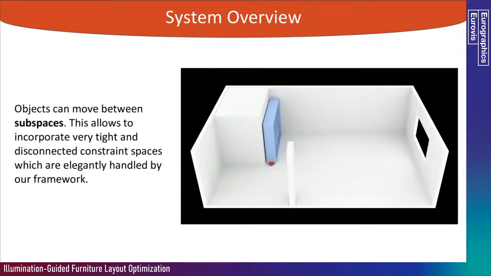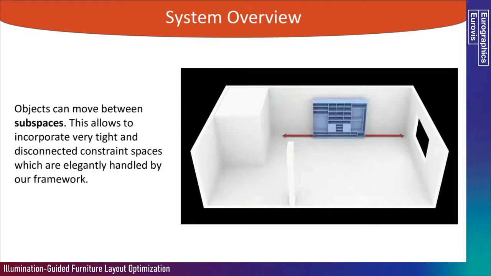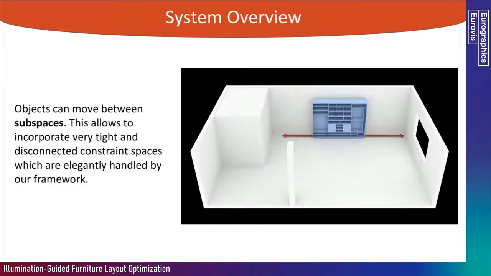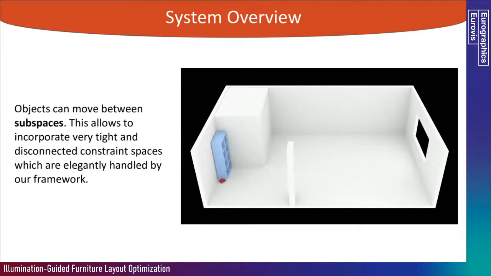Subspace intervals in particular allow us to incorporate very tight and disconnected constraint spaces and are supported in our framework. This is a key aspect of constraint engineering in interior design. The designer needs an easy way to describe disjoint subspaces for the objects. This could be the different rooms of an apartment or the walls on which a cupboard can rest.